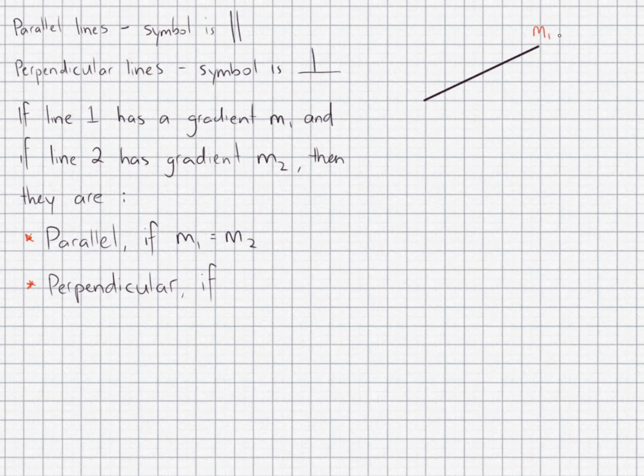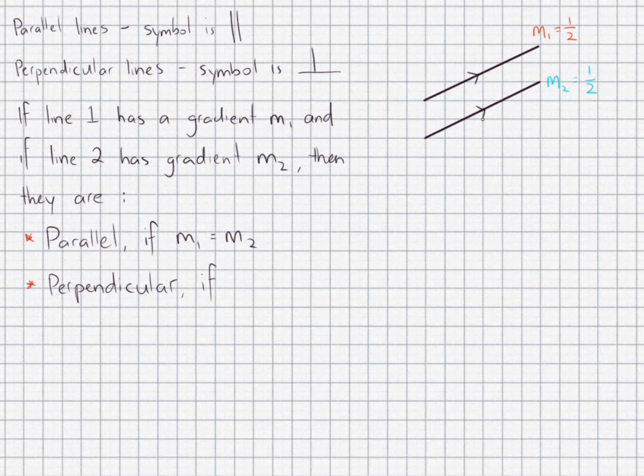So let's say this is line 1 and it has a gradient of 1/2. If we were to draw a line that is parallel to that first line, then it would be a line that also has a gradient of 1/2. So our second line has a gradient of 1/2 as well. So these two lines are parallel. They run in the same direction. We'll put parallel symbols on them.